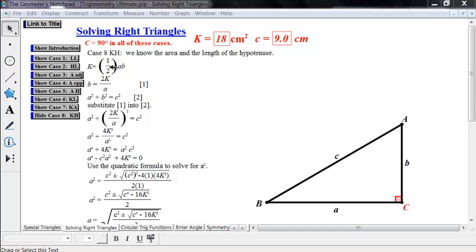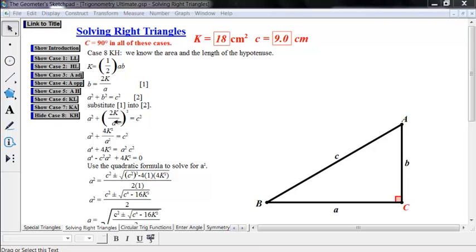The area is 1/2 a times b. So like the last one, we're going to set up two equations here. One is going to find b in terms of the area and a. So b is 2k over a. This is like our last one. And then we have the Pythagorean Theorem that a squared plus b squared equals c squared. So substitute 2k over a in place of b in this expression. And so we get a squared plus (2k over a) squared equals c squared.